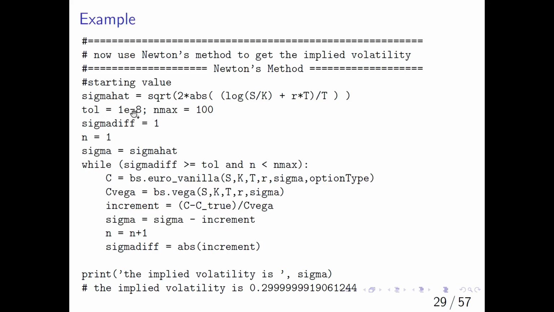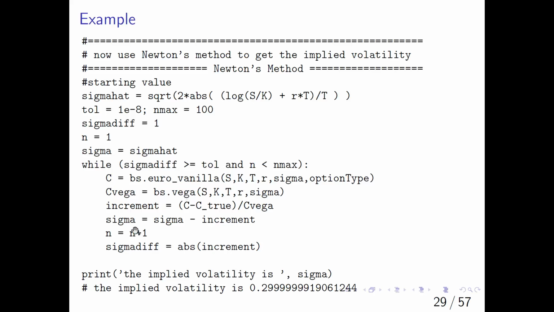Then I set my tolerance to 10 to the minus 8. And the maximum number of iterations is 100. And sigma diff is 1. And n is 1. Sigma is sigma hat. So while sigma diff is greater than tolerance, and the number of iterations is less than 100, I'll continue to do the iteration here.